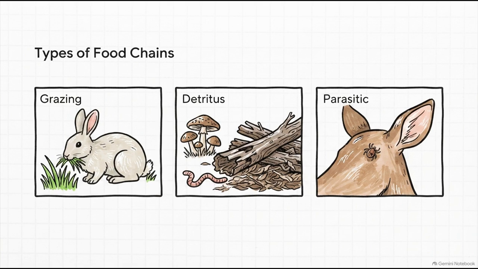But here is a super surprising fact. In terrestrial ecosystems, the detritus food chain is actually the dominant one. It completely bypasses living plants and starts its energy flow from dead organic matter, breaking down fallen leaves and returning nutrients to the soil. And finally, there's the parasitic food chain, where energy transfers in reverse, from larger organisms down to smaller ones, slowly siphoning energy without immediately killing the host.